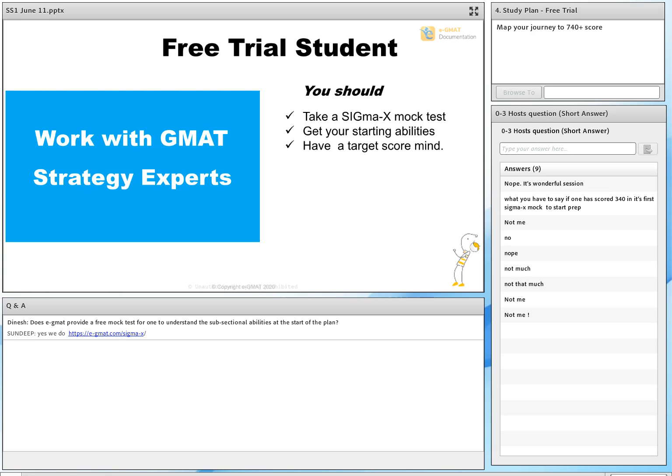Someone asks what to do if you've scored a 340 in the first Sigma X mock. Just start your preparation. You have a long journey to go. We don't look at someone as a weak or a strong student. What I see when someone has a low score is that person needs to put in more effort because he has a lower starting ability. It's all about your starting ability and your ending ability. The challenge for you is not that you have a low starting ability, but that you've got to maintain your preparation for a longer time.